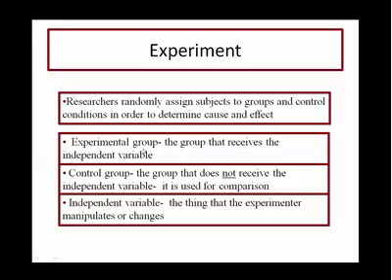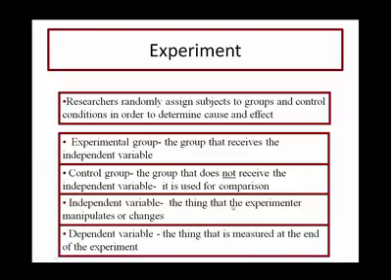An experimental group is the group that receives the independent variable. The control group is the group that does not receive the independent variable. It's used for comparison. The independent variable is the thing that the experimenter manipulates or changes. The dependent variable is the thing that is measured at the end of the experiment. So let's go over that again in real terms now.